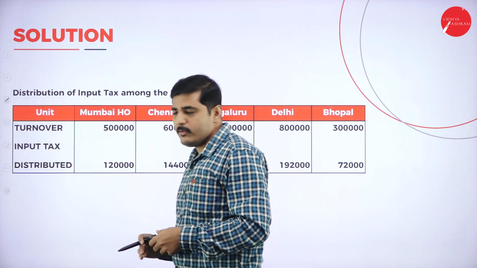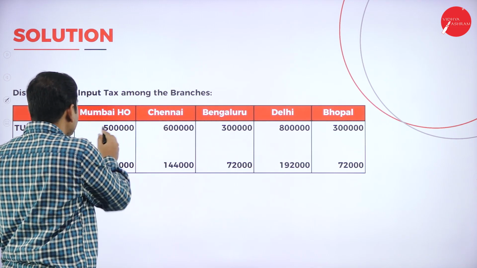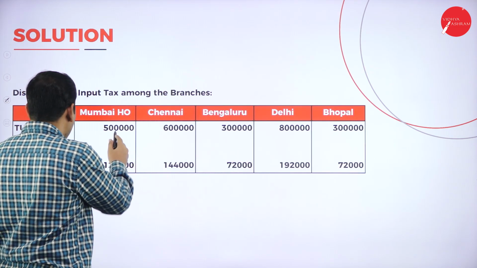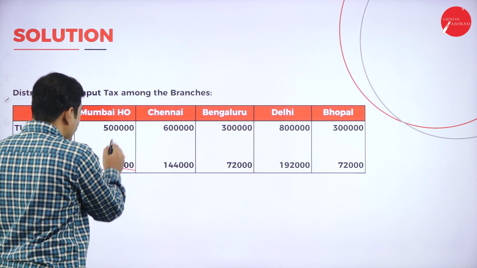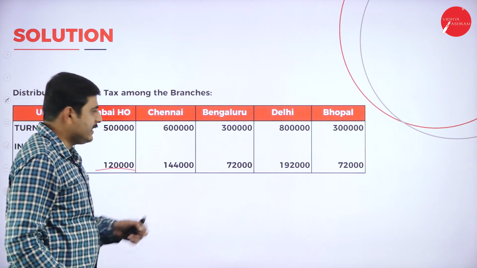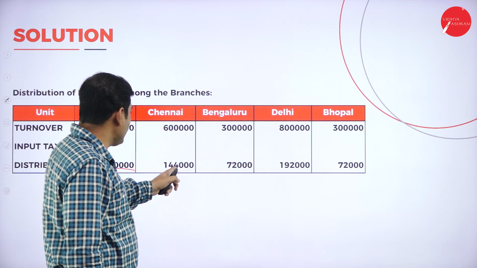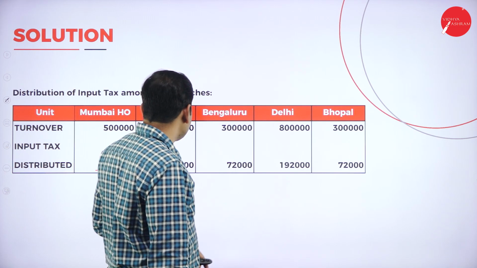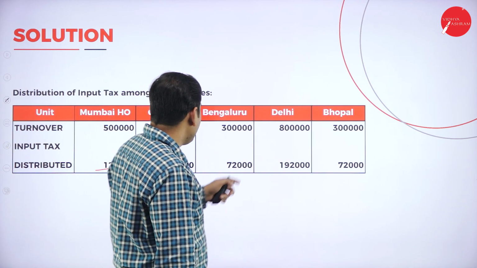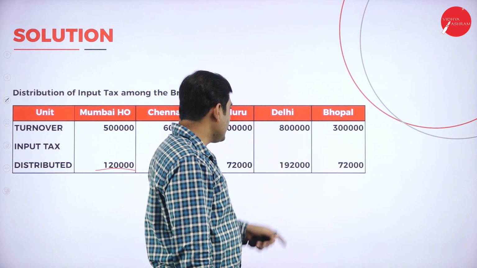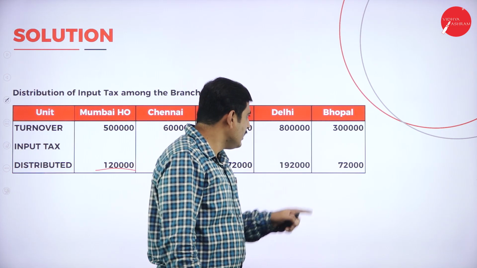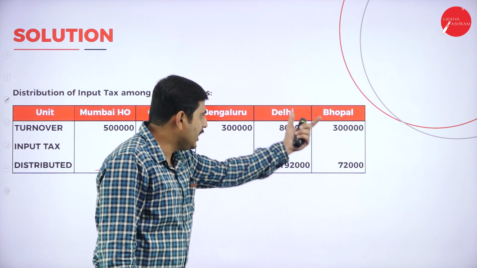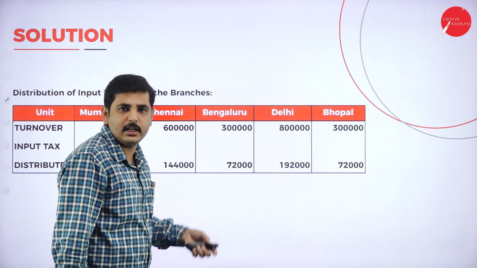Let's calculate now. See here, the distribution of input tax credit. Mumbai's turnover is 5 lakh rupees, and the input tax credit distributed is 1,20,000. For Chennai, 6 lakh rupees is the turnover, and the input tax credit available is 1,44,000. Bangalore branch, 3 lakh rupees, input tax credit available 72,000. Delhi, 8 lakh rupees turnover, input tax credit 1,92,000. Bhopal, 3 lakh, credit available 72,000. On this basis, we show this chart after doing the problem.